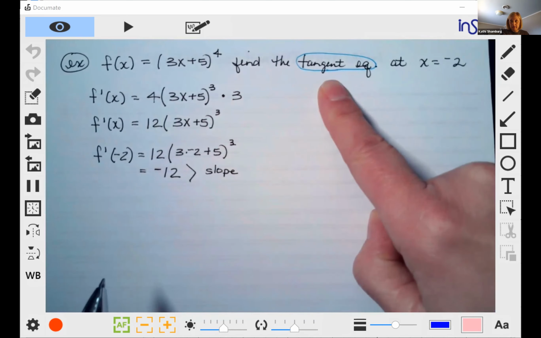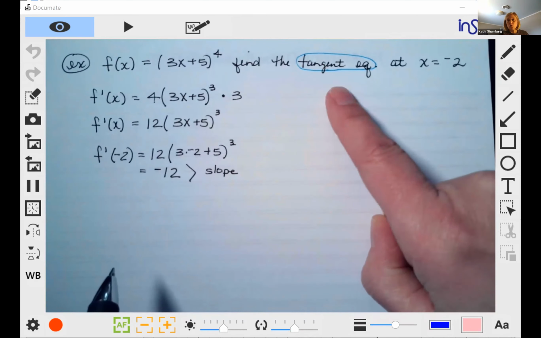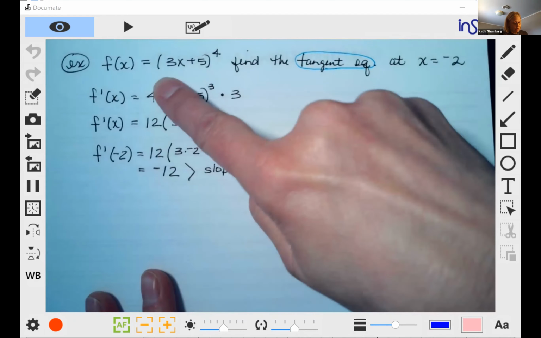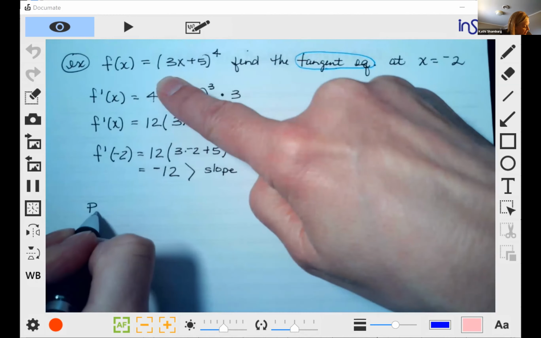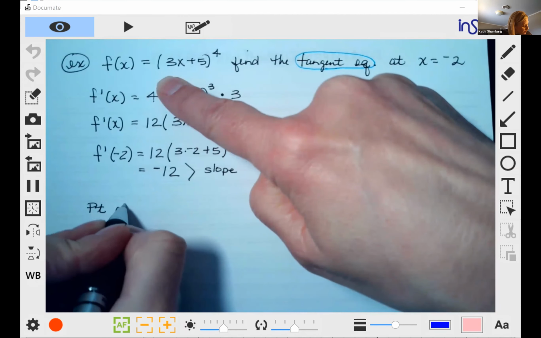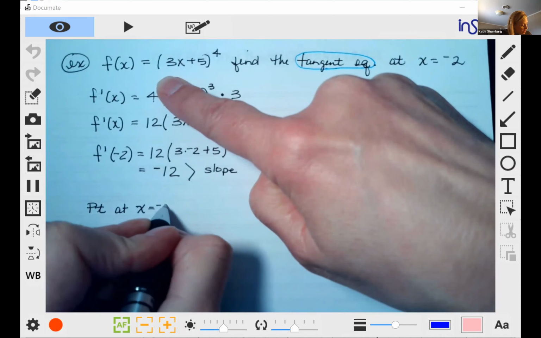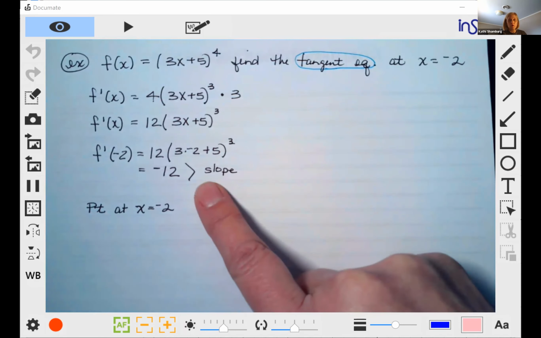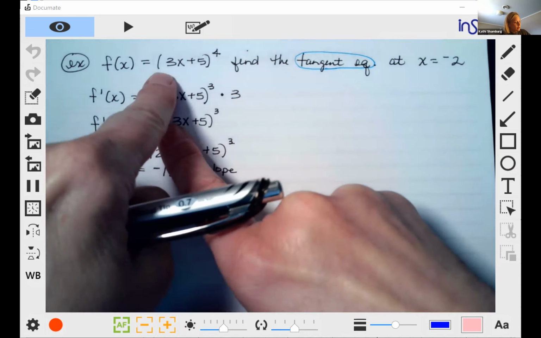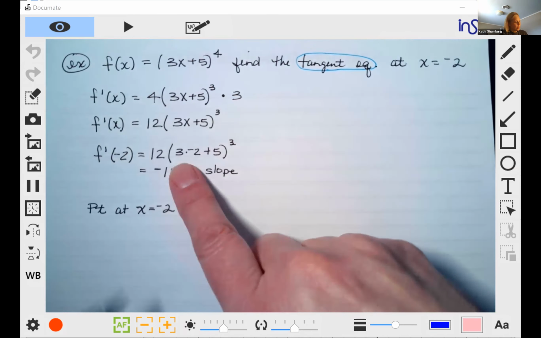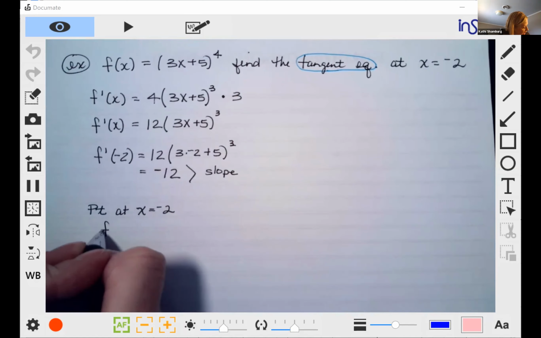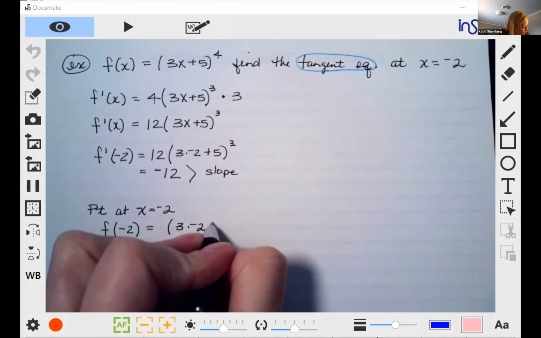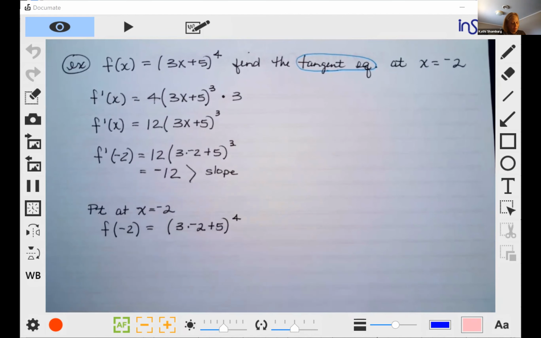So now to find the actual equation, recall that we need a point on the line. So I go back to my original function, and I'm going to find a point at x equals -2. Because remember, when we first learned, this is your point generator, and this is your slope generator. Okay, remember we talked about that. So I'm going to put in f of -2 would be 3 times -2 plus 5 raised to the fourth power.